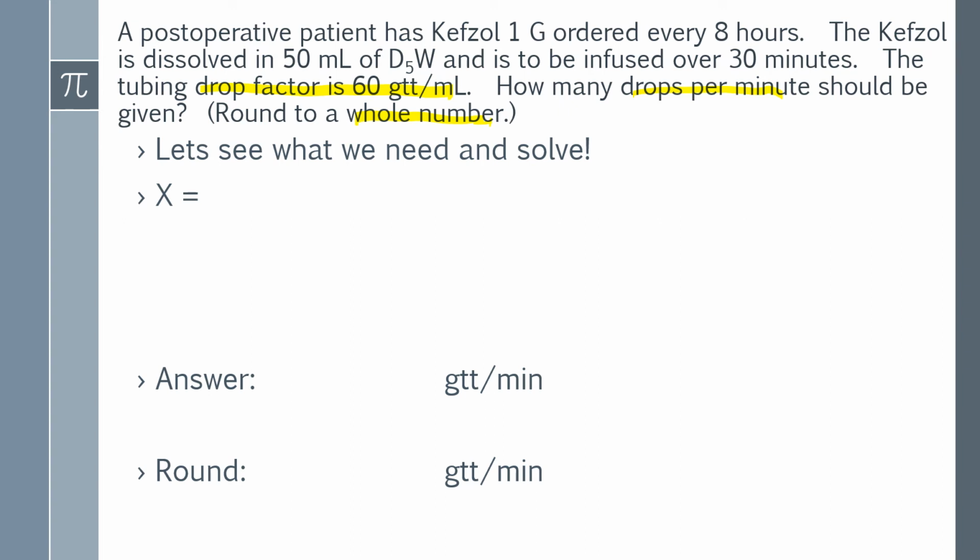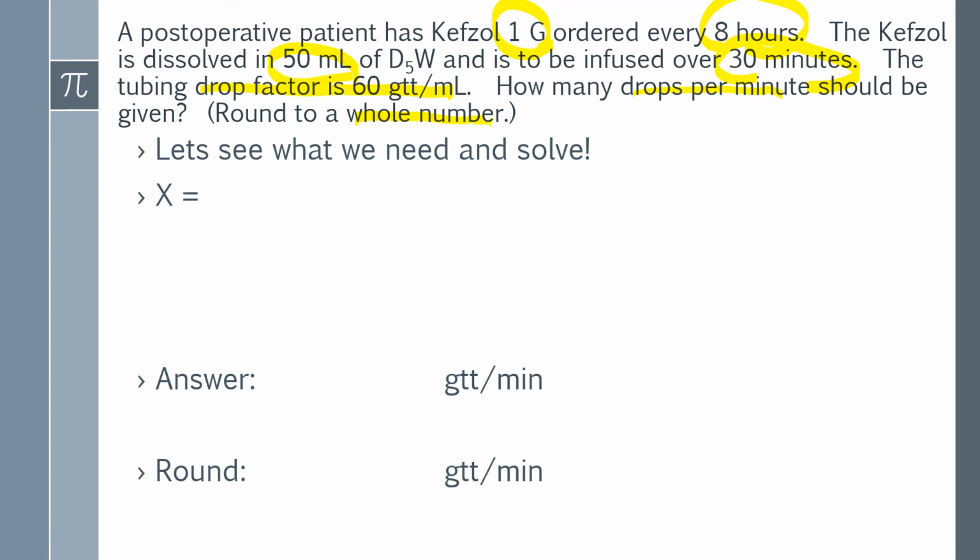But wait a minute. I've got a unit of measure here. I've got a time here. I've got volume here. I've got minutes here. Again, this is a situation where you're given, basically in the first sentence, the provider's order. And that is 1 gram of Kefsol every 8 hours.